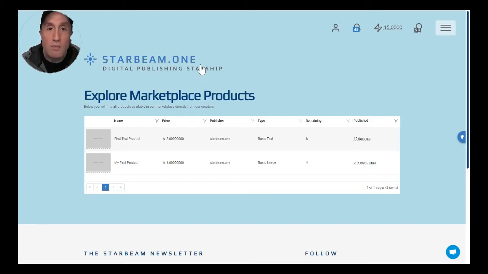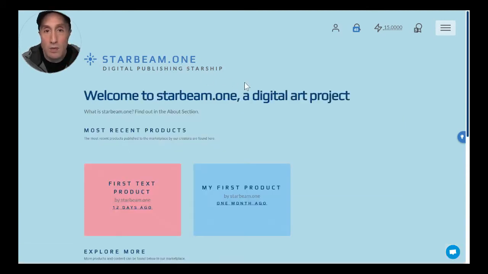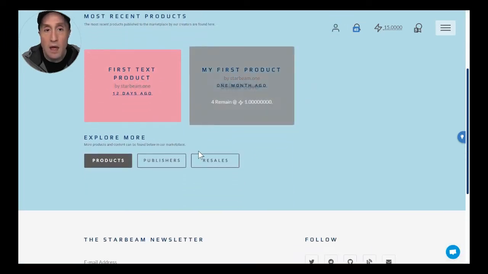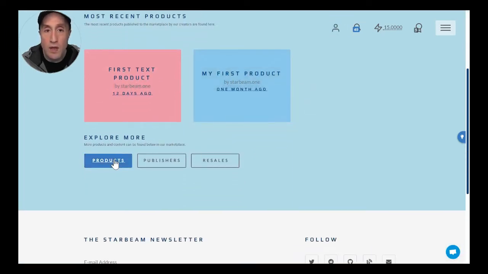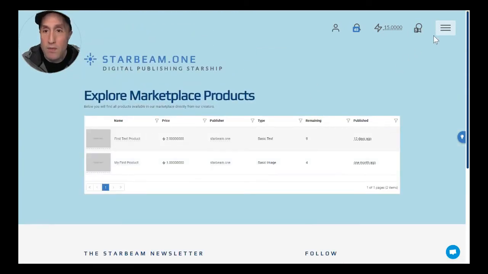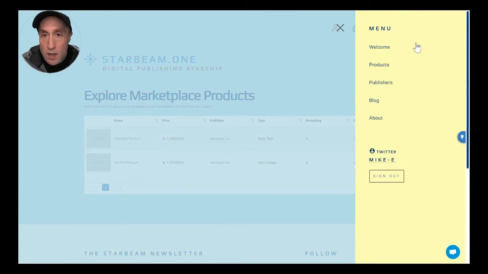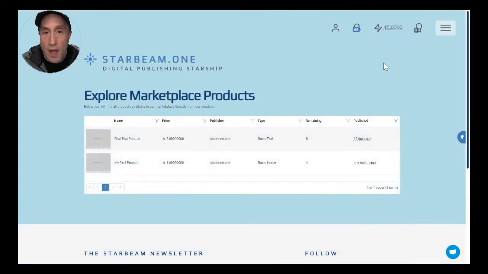You can get to the marketplace by going back to the front page here, and right down here towards the bottom, you just go to products. I believe you can also get to it from here as well. Yeah, products here, same thing. And it takes you to this list of all the published products in the marketplace. And now that we have flares in our account, which is up here.